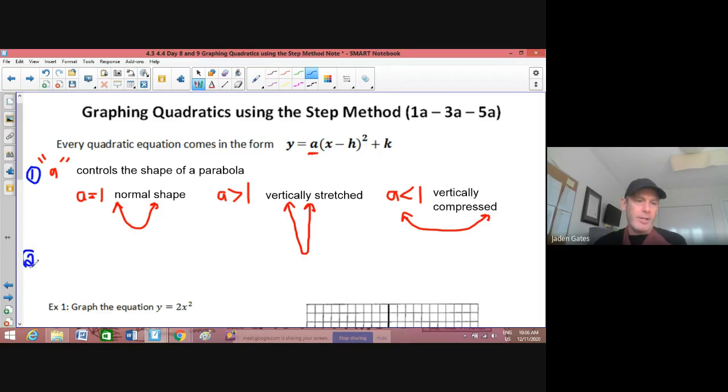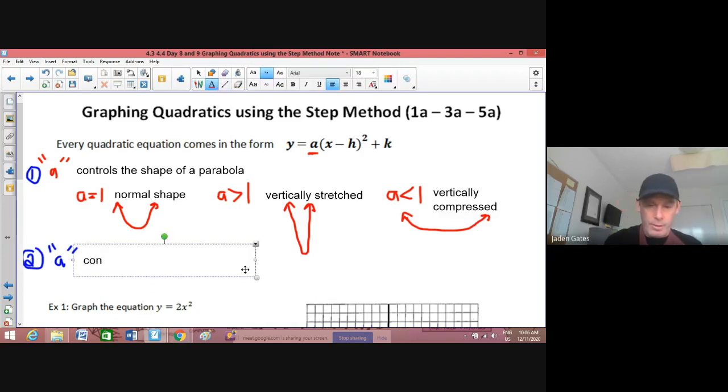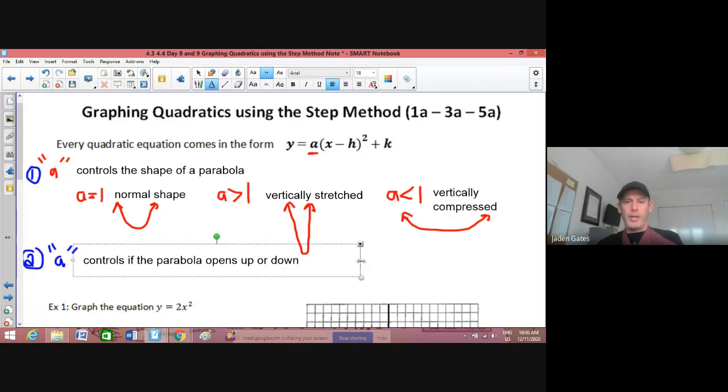And the other thing A controls is if the parabola opens up or down. And so what'll happen is you look at the number of A. If it's 1, it controls the shape. Greater than 1 is vertically stretched. Less than 1 is vertically compressed.